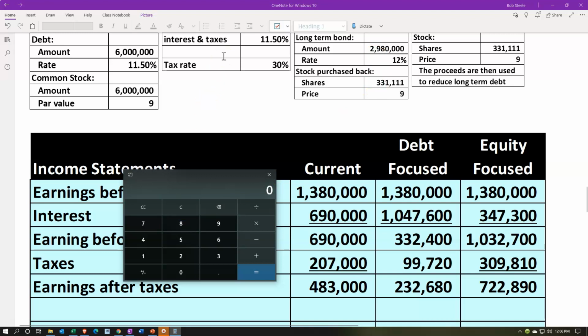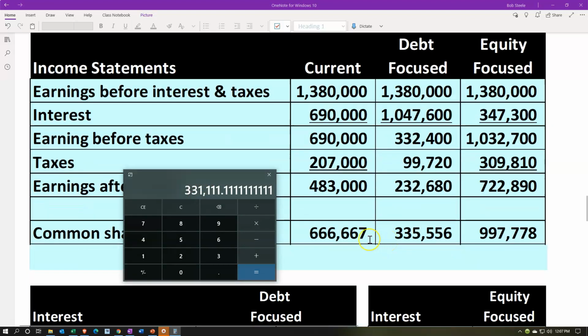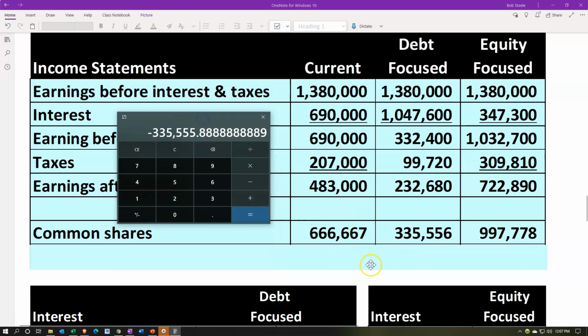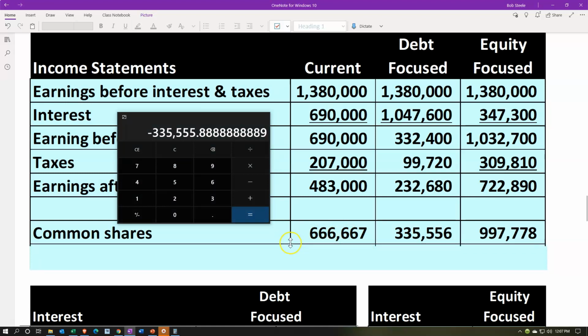So if we take the 2,980,000 divided by 9, we purchased about the 331,111 shares back. So if I take that and say, okay, now we're going to reduce the number of shares that were originally there. So this is going to be a negative number, but minus the 666,667 we get about the 335,556 for the number of shares that are left on the debt plan. So now we have less shares that we have to allocate across. And then let's just think of the last one.